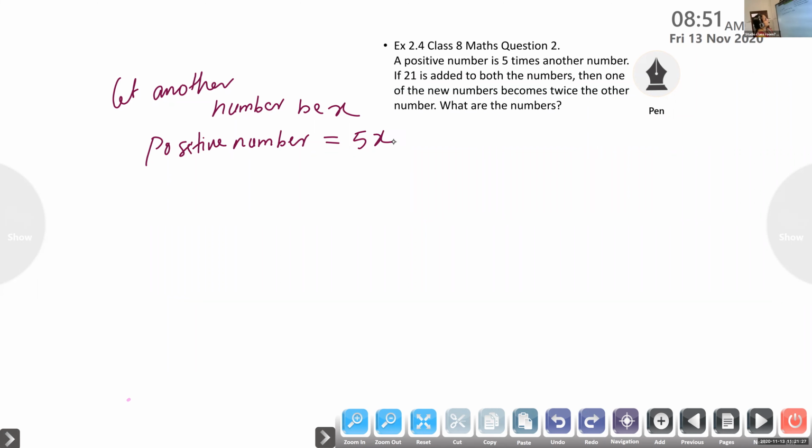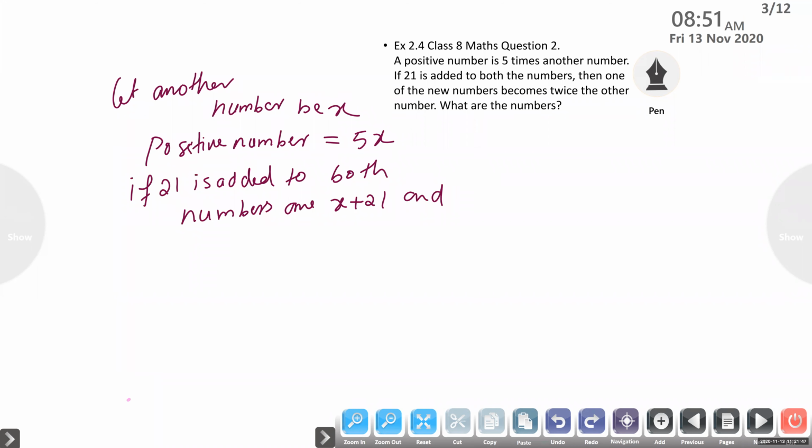Now 21 is added to both the numbers. If 21 is added to both, what happened? The numbers are x plus 21 and 5x plus 21. Now one more condition is given. When 21 is added to the numbers, one of the new numbers becomes twice the other number. So how can we express it?